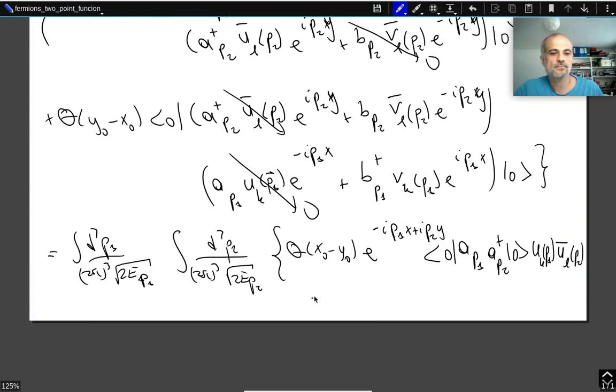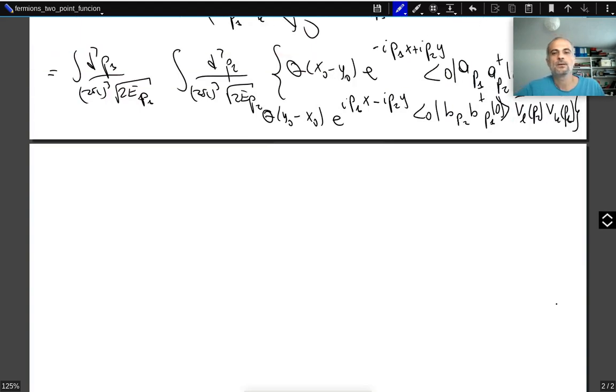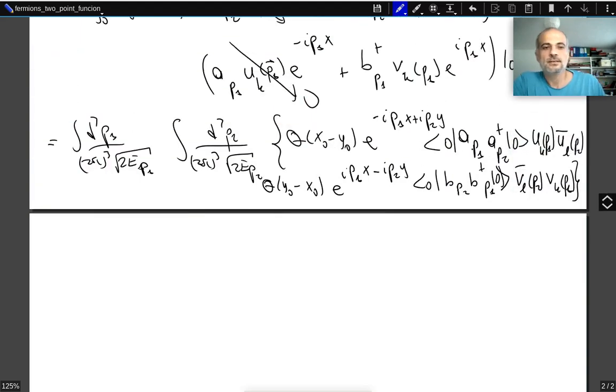And for the other case, θ(y0 − x0), I only have these two terms: e^{ip1·x − ip2·y}, vacuum b(p2) b†(p1), v̄_l(p2) v_k(p1). So now let's look at these matrix elements.